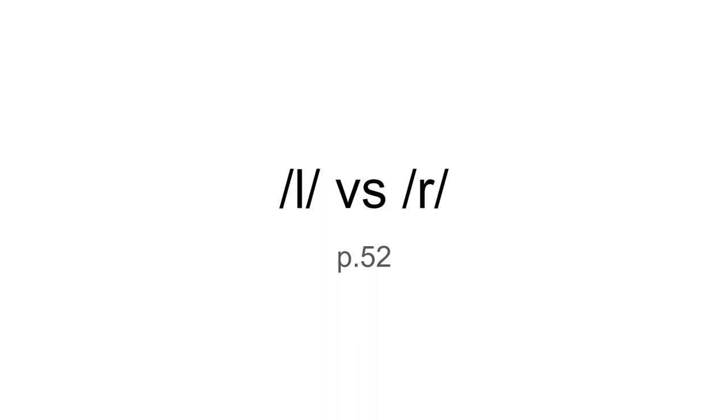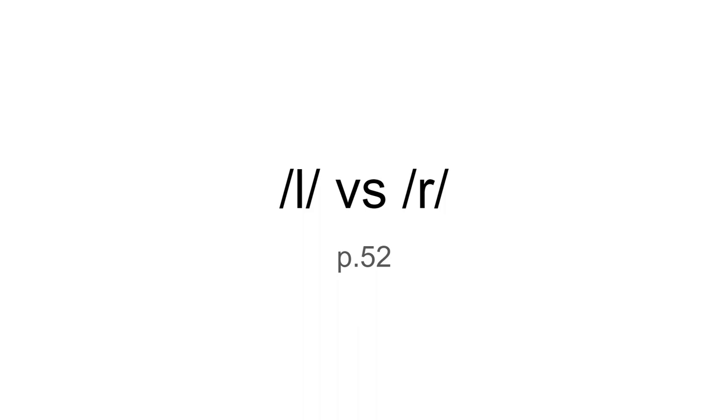Last week we talked about different consonant pairings. L and R can be very difficult for East Asian speakers, for Koreans and Mandarin Chinese speakers and Japanese speakers as well, native speakers, because these sounds are not distinct in those languages.